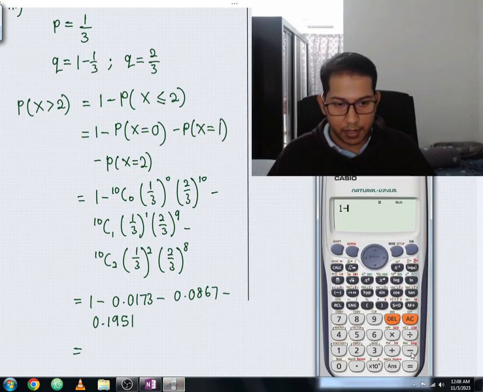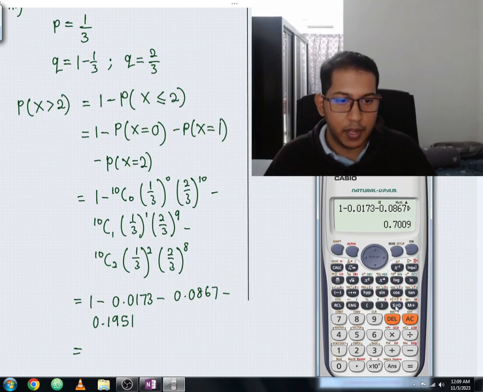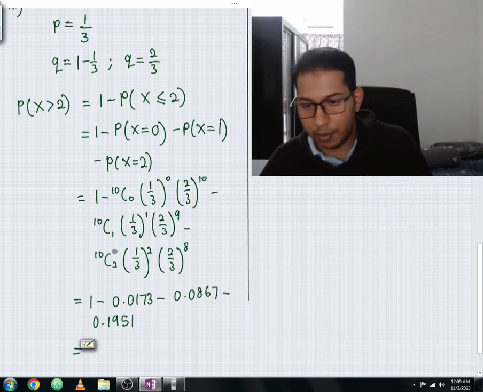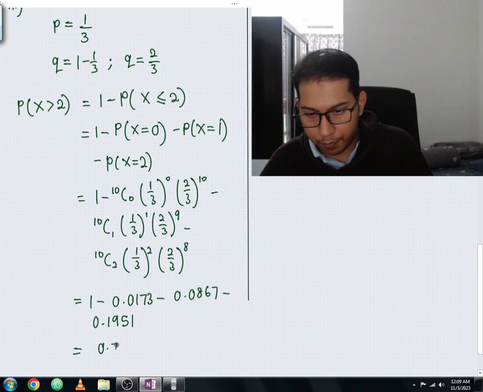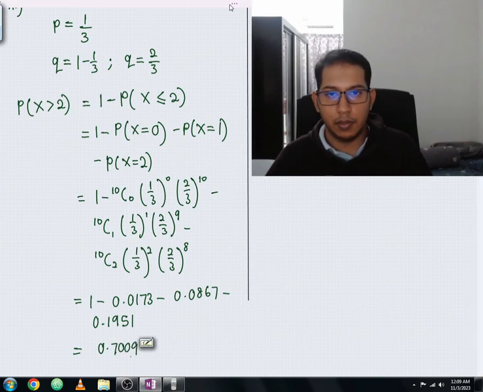So from here, 1 minus 0.0173 minus 0.0867 minus 0.1951. Convert it to decimal: 0.7009. So this will be your answer for the question A part 3. Let me underline the solution.